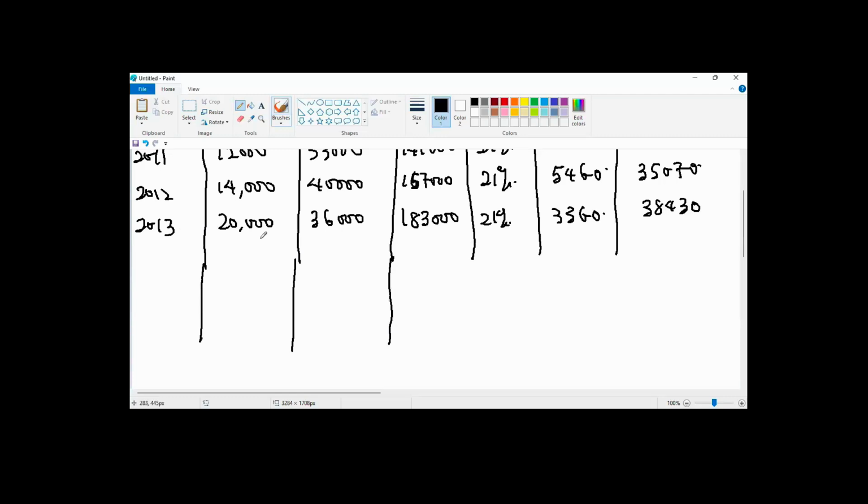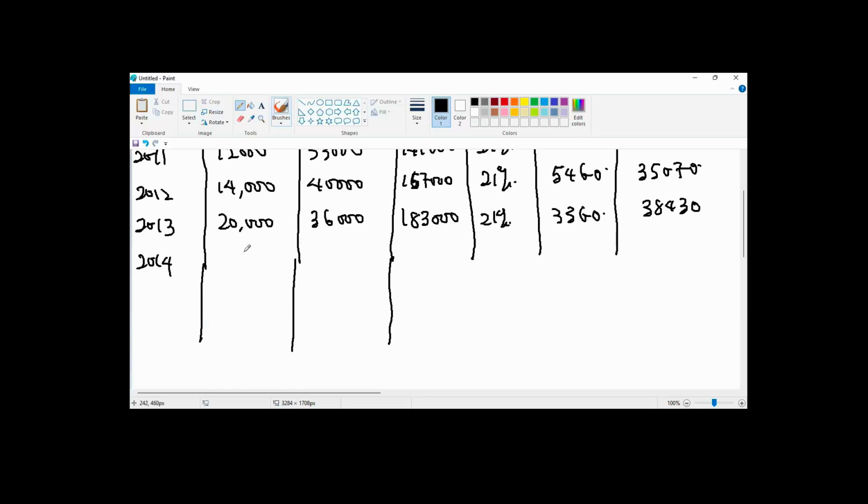Deferred tax credit or charge. 16,000: depreciation is less than capital allowance, so it is a charge. That's 21%, 3,360. 3,360 plus this gives 38,430. Then 2014.